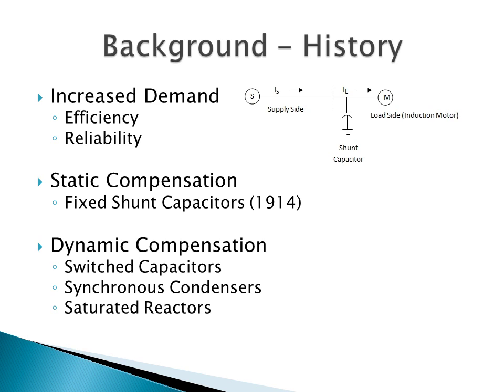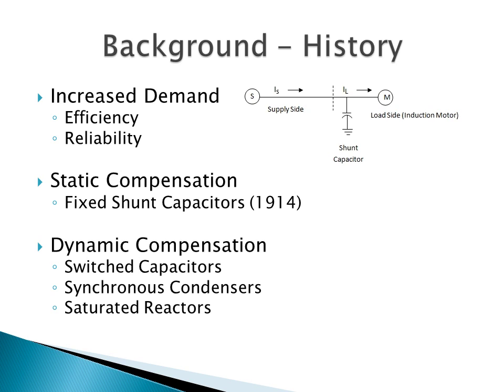As electrical power demand has increased over the years, power companies have needed to improve both the efficiency and the reliability of the grid to compensate for the ever-increasing and fluctuating loads. Various means of power factor correction have been used to accomplish this task. Back in 1914, fixed shunt capacitors were used to compensate for the lagging current draw, providing static compensation. Later, switched capacitors, synchronous condensers, and saturated reactors were used to achieve dynamic compensation.